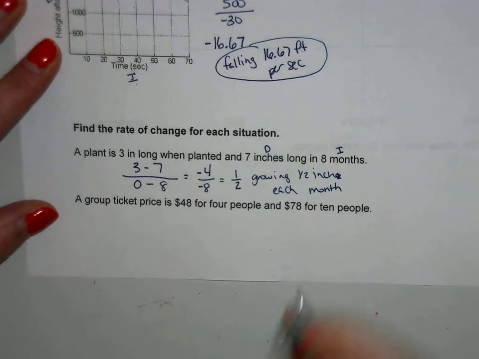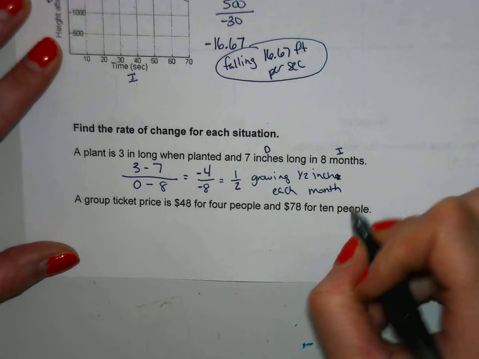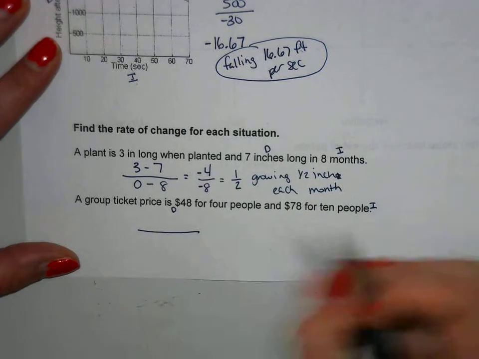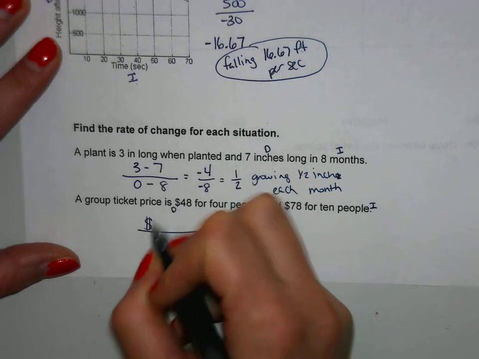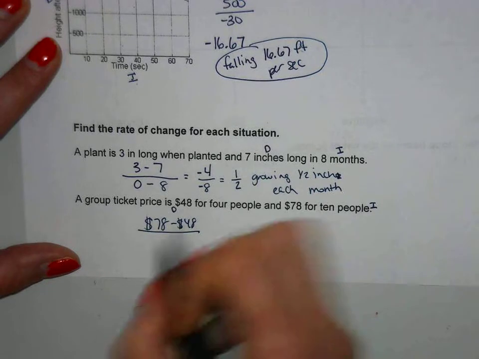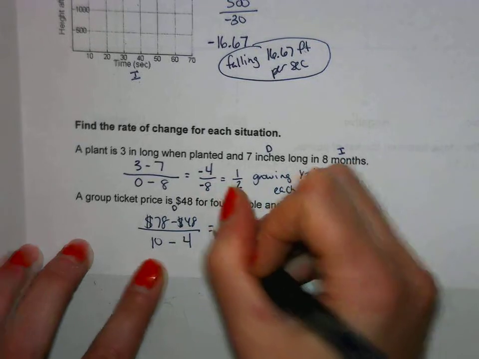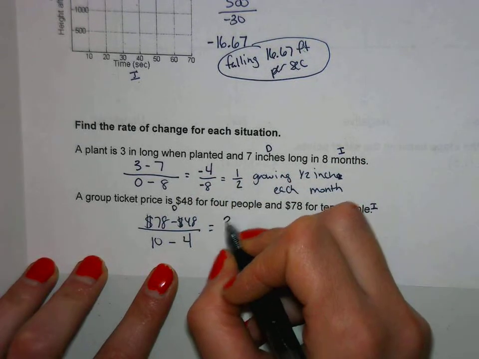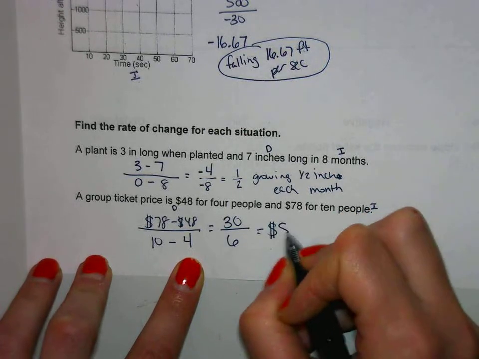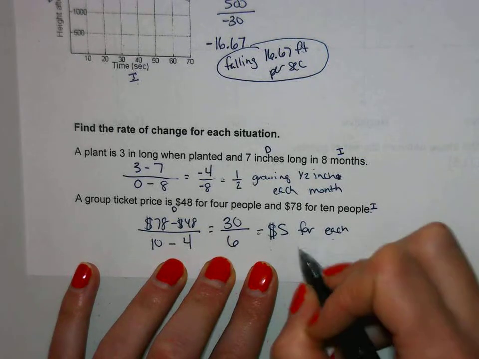So let's take a look at this one. We have a group ticket price of $48 for 4 people and $78 for 10 people. So our people is our independent, and the amount of money is the dependent. So we have $78 minus our $48 over 10 people minus 4 people. So 78 minus 48 is $30 over 10 minus 4, which is 6. So our rate of change is 5. So that means it's $5 for each additional person.